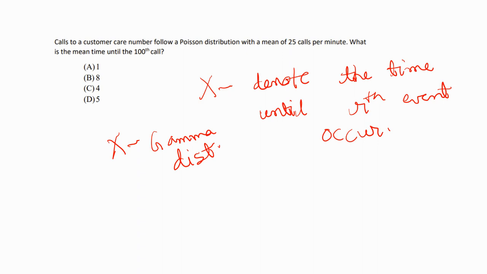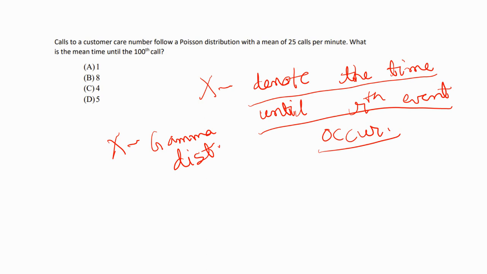The mean time of call, that will not be a gamma distribution. But if you want to find the event occurring, that means if you have, say, 50 calls, the probability that 50 calls are received or something like that, then it will not be a gamma distribution, it will be a Poisson only. But if you need to find the mean time until the 100th call, then x will follow the gamma distribution according to this definition.